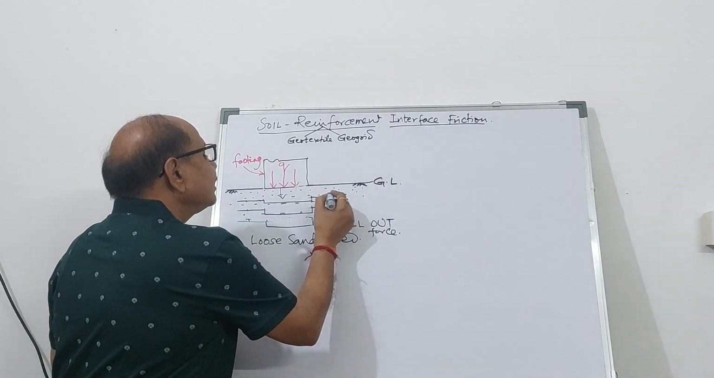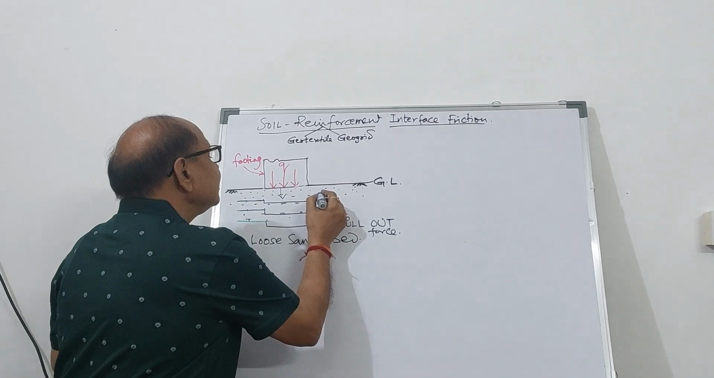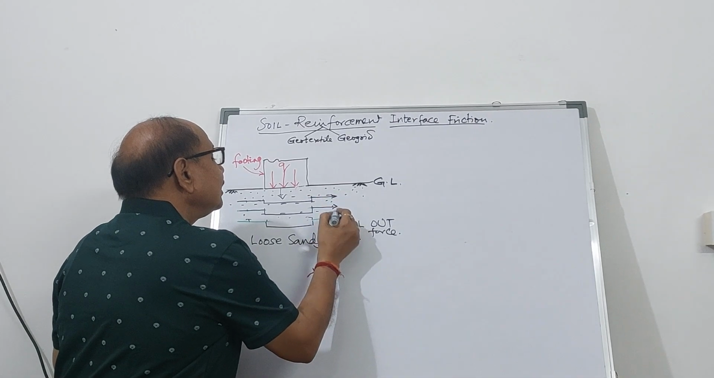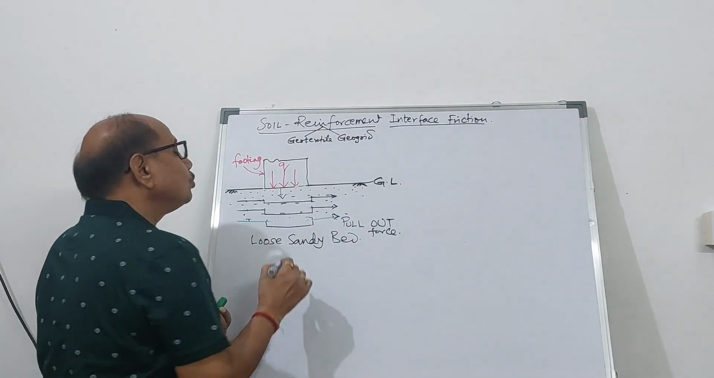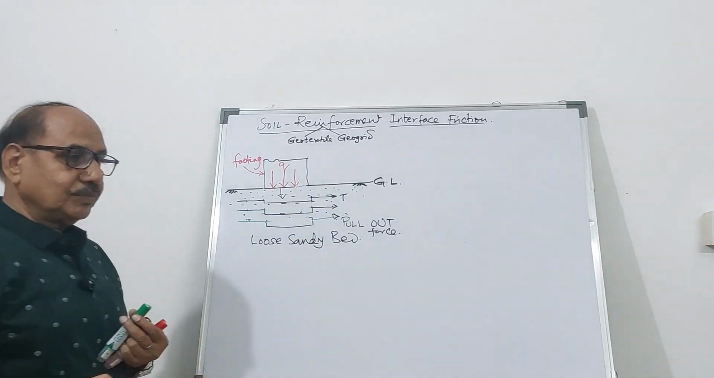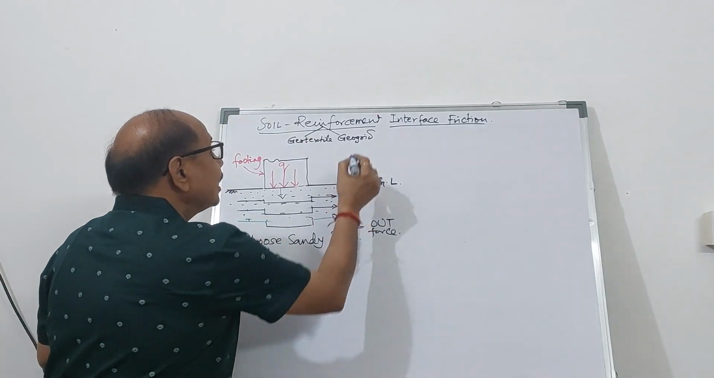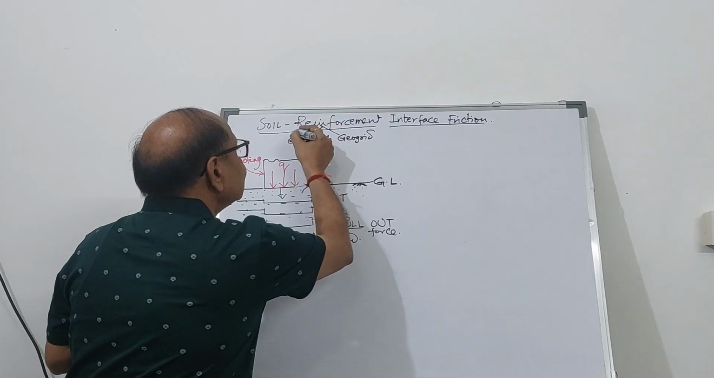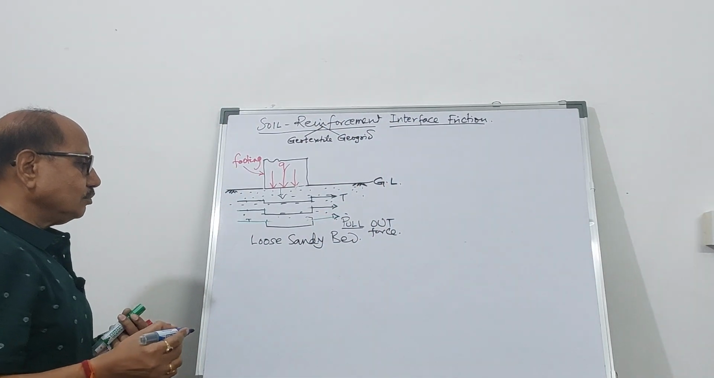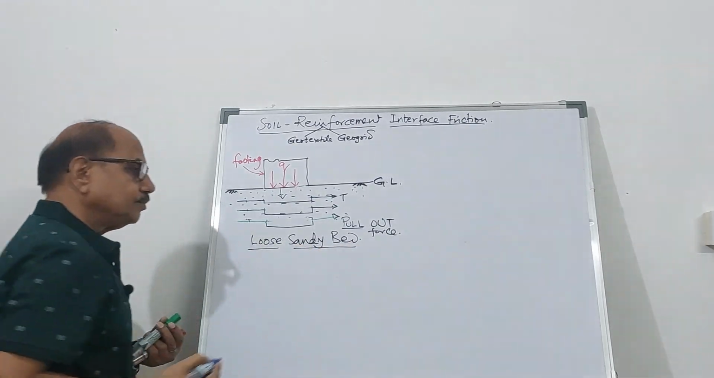So here, the mechanism is such that what is the magnitude of the pull-out force? That you need to find out. So that is the soil reinforcement interface friction if it is a loose sandy bed.